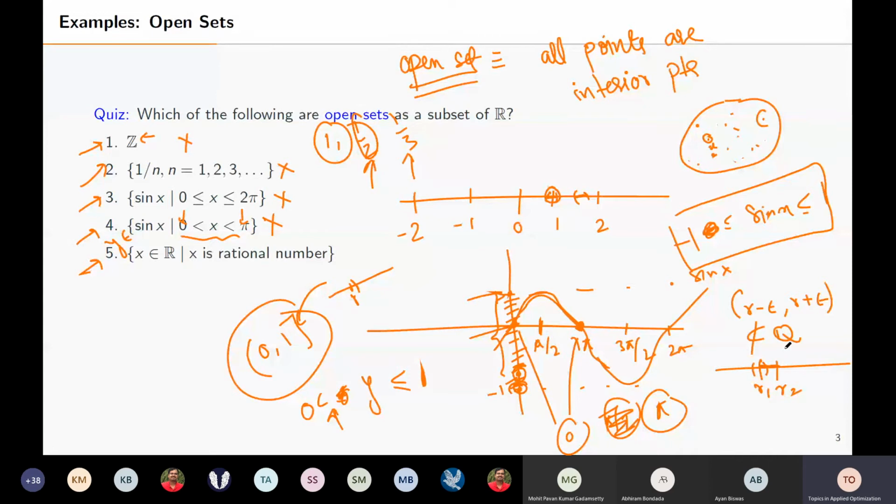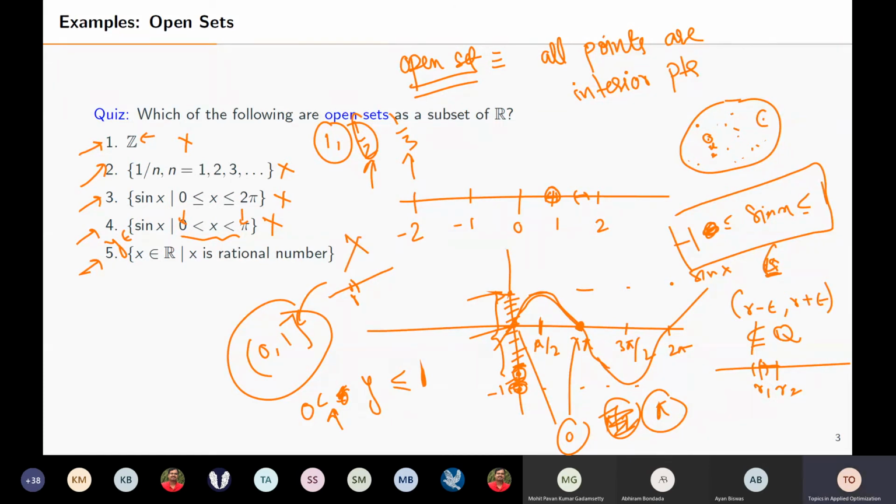The set of rational numbers is sometimes denoted by Q. This cannot completely contain the ball, because between any interval you take, however small, there are infinitely many irrational numbers also. So you cannot put this in Q. So that's also a no.